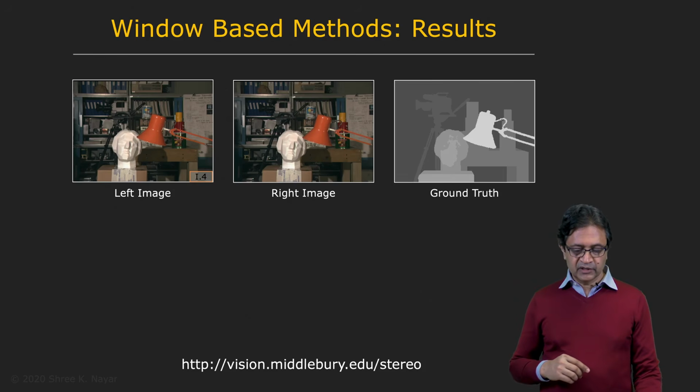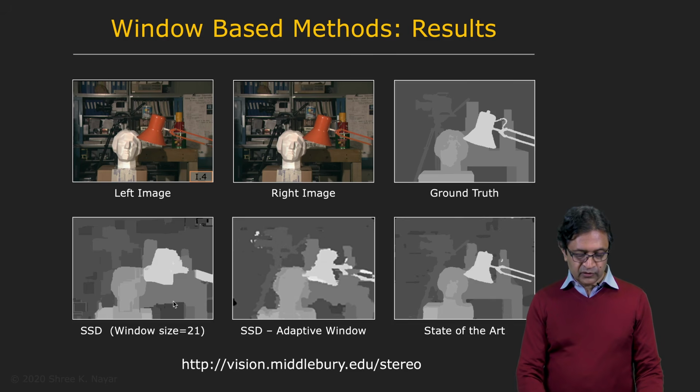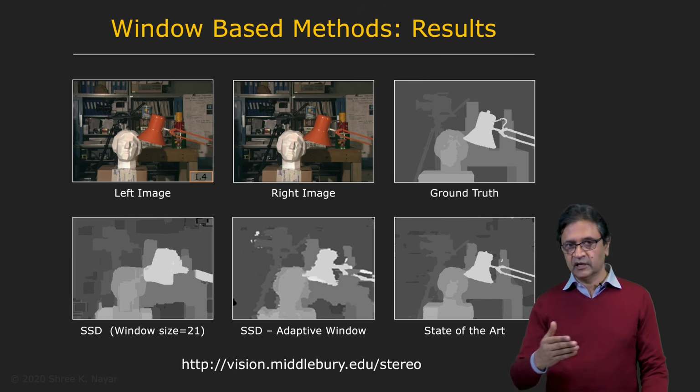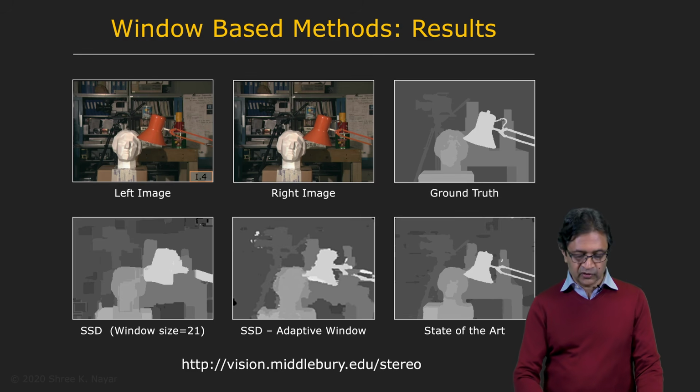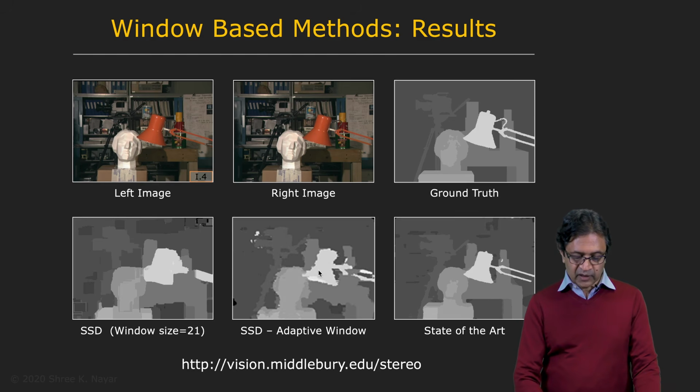So here are some results. Here's a left image and the right image, the same as we saw earlier. This is the ground truth. This is what we would love to get using stereo. If you use sum of squared difference with a window size of 21, you get something like this, which is okay for some applications, perhaps navigation, robotics, but not for factory automation types of applications. If you use the adaptive window technique, you get a better depth map. Still a little bit noisy around the edges, but certainly more details here, as you can see with respect to this camera in the background.